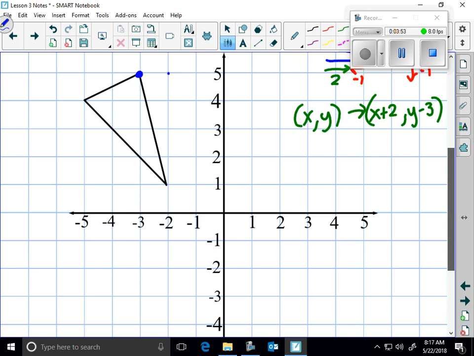Right 2, 1, 2, down 3, 1, 2, 3. Okay? If this was point A, that would be A prime, right? That's our image. Okay, I'm going to take point B. I'm going to go right 2, 1, 2, and down 3. 1, 2, 3. Boom, there's B prime. And then C prime, right 2. 1, 2, down 3. There's C prime. Here is our image. So instead of doing two separate translations, I'm just going to do one by combining them.